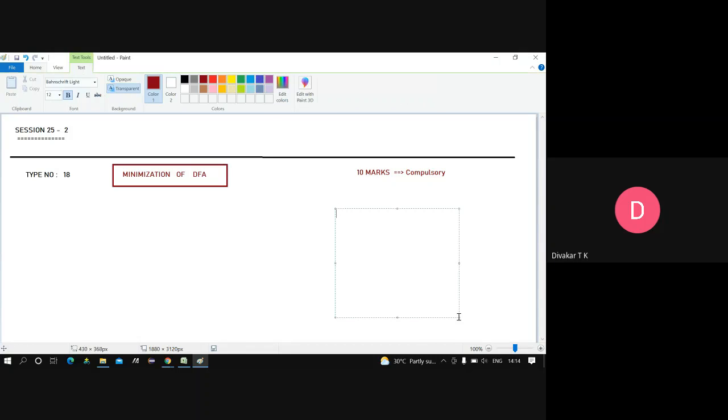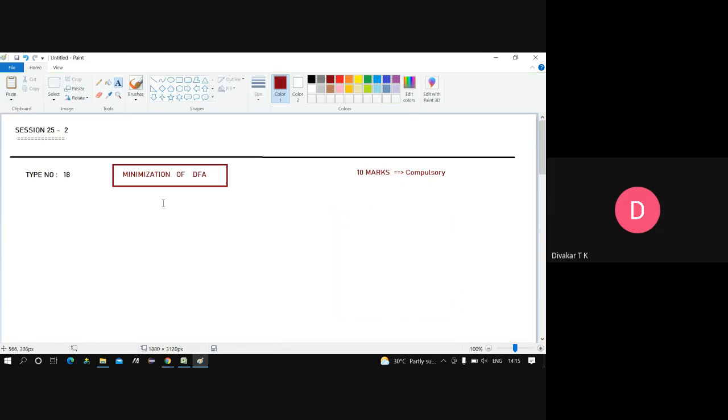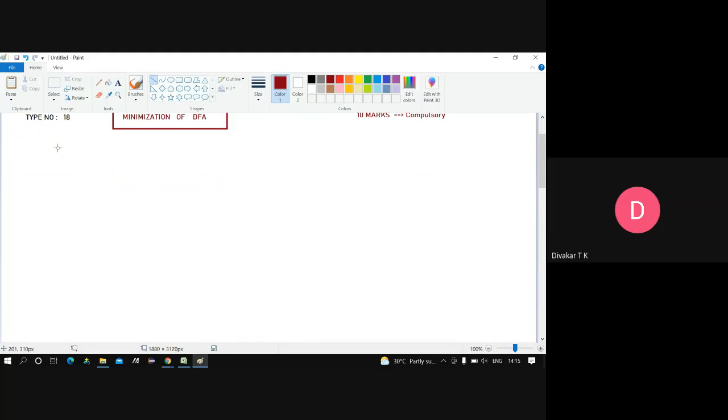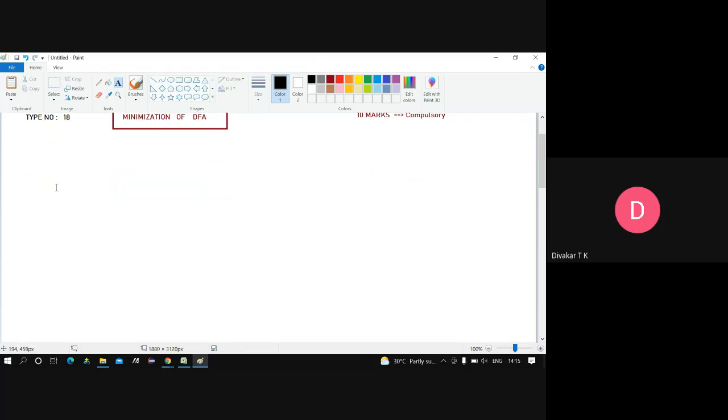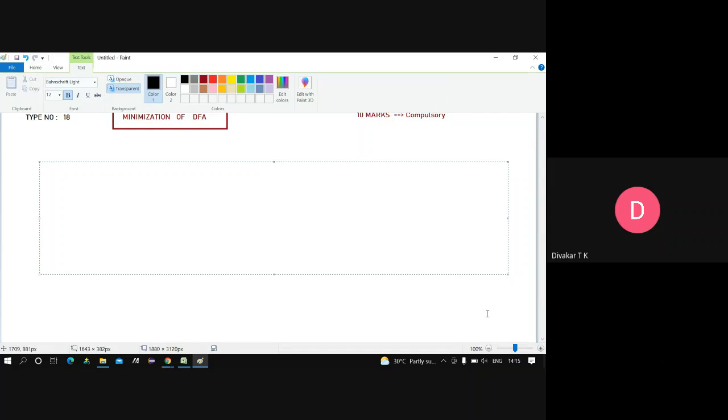So now, 46 plus this, that is 56 marks. Almost we are crossing the border. So this is minimization of DFA, 10 marks compulsory. Concentrate, each and every step is very, very important here. If you don't know today's session, in the next session you will not understand anything, because again and again the basic concept cannot be explained. So today we kick-start with minimization of DFA. Directly we'll move on to the problem, and simultaneously we discuss everything.